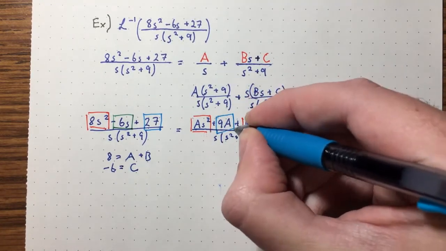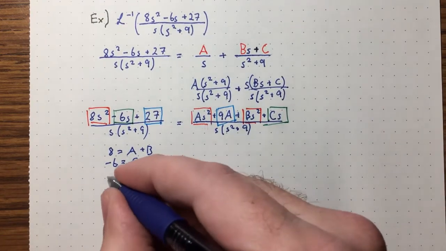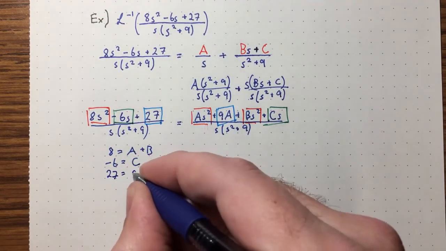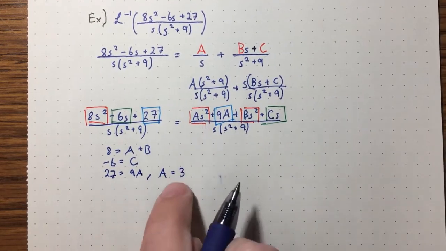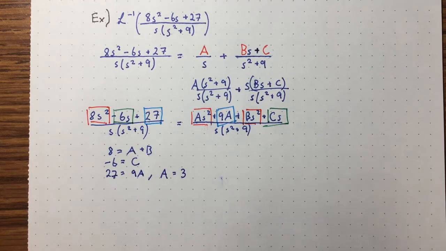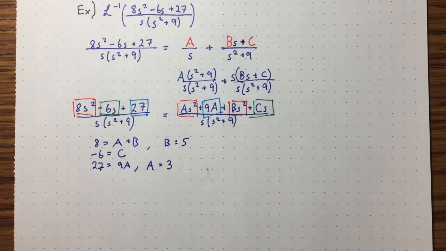And then the constant terms on both sides, I have a 27 and a 9a. So 27 just has to equal 9a. Which tells me that a equals 3. So I have 2 out of 3 already. And then a plus b is 8, which means b has to equal 5. Okay. What does that mean?